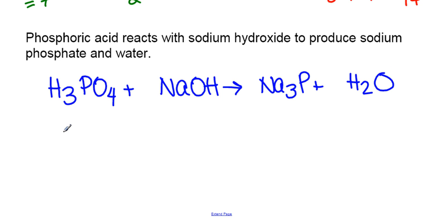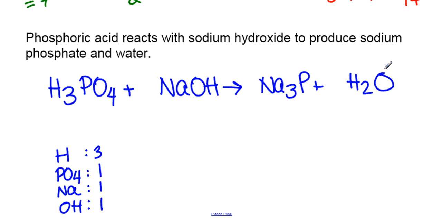Now, when I start looking at doing my counts, I've got hydrogen, I've got phosphate, I've got sodium, and then I've got the hydroxide ion. So if I start counting, 3 hydrogens, 1 phosphate, 1 sodium, and 1 hydroxide. When I go to this side of my equation, I can start doing the same. But here I'm looking at water. I can see sodium and phosphate, and that's not phosphate. I wrote phosphorus. Let me fix that. That looks better. So here I've got sodium and phosphate, which will work down here.